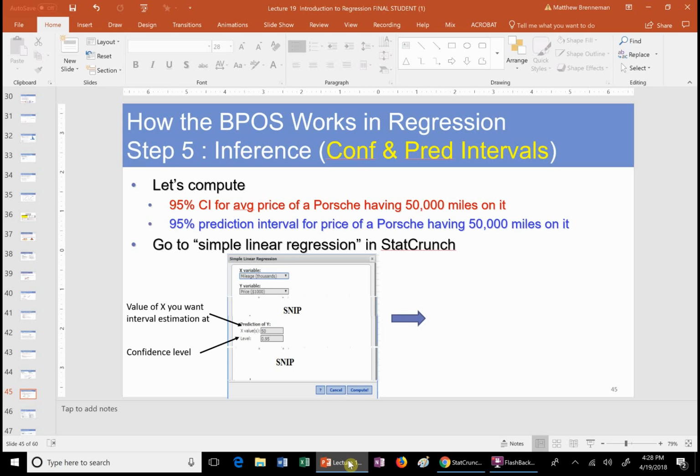So how do we interpret this? Here's how we interpret this. We say that we're 95% confident that the average price, and this is a key word, average price for a Porsche with 50,000 miles is between $38.8 thousand and $49.8 thousand. Okay?